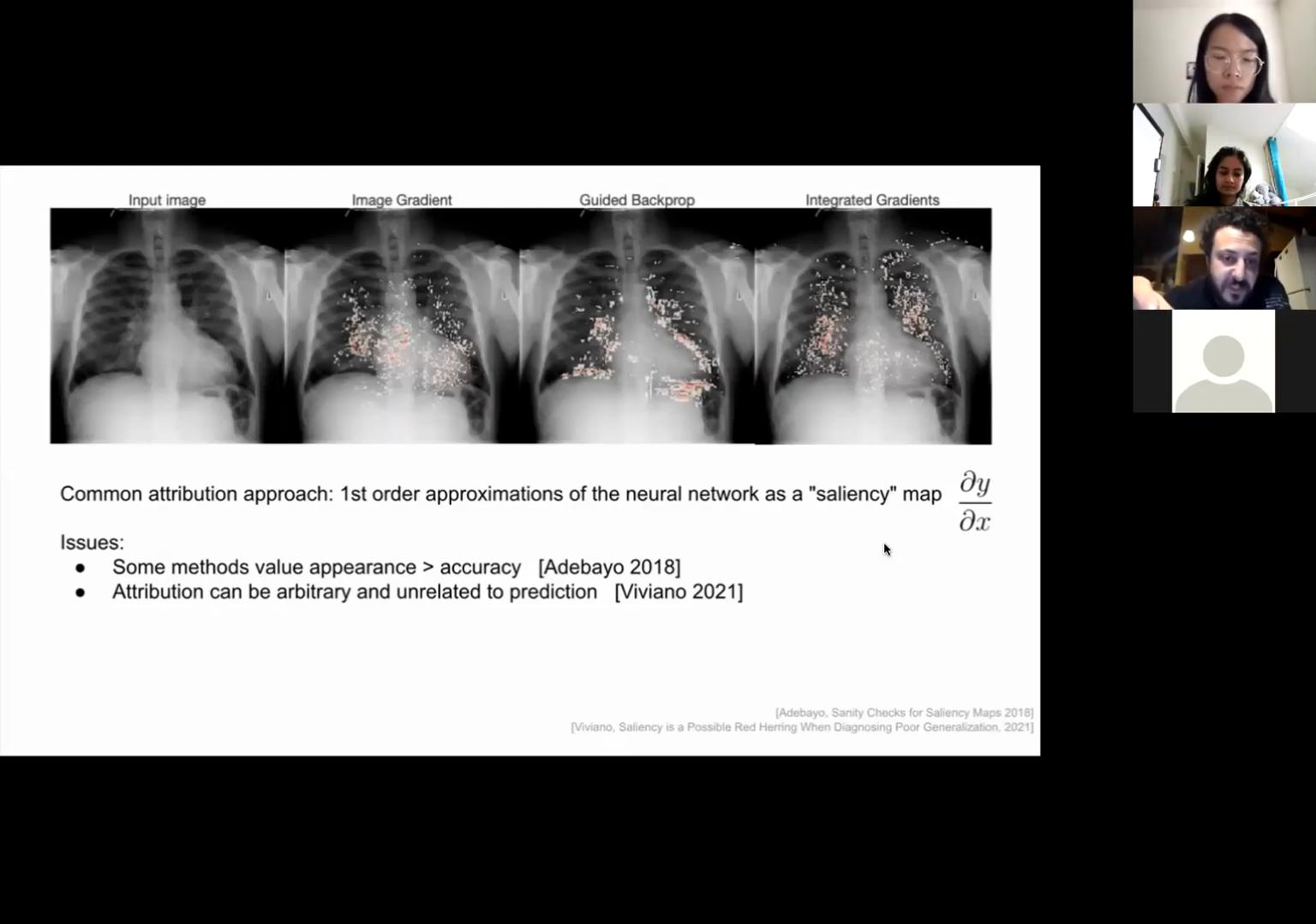The first issue is that some of these methods value appearance over accuracy. There'll be an experiment that we talk about later where you can see this, but they'll largely look at edges and show edges as the features, because that makes us think that it's explaining the prediction better, even though it's just looking at high contrast edges in the input image that aren't related to the prediction at all. Another issue is that these attributions can be completely arbitrary and unrelated to the prediction. So you can train a model that doesn't generate attribution maps that are reasonable at all, even though the model is predicting using the correct features, right? So a lot to be concerned about here.